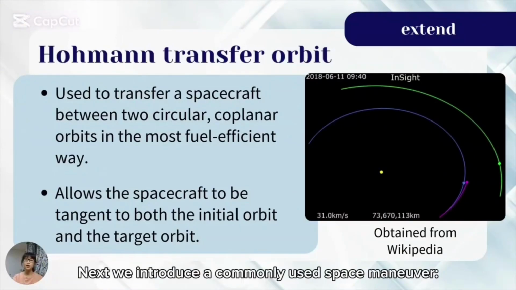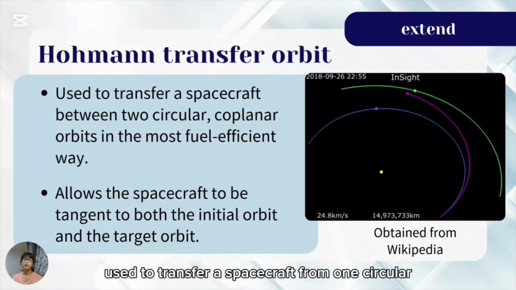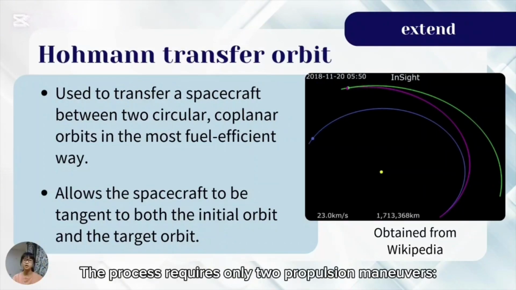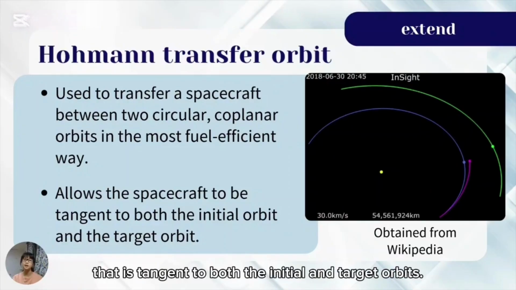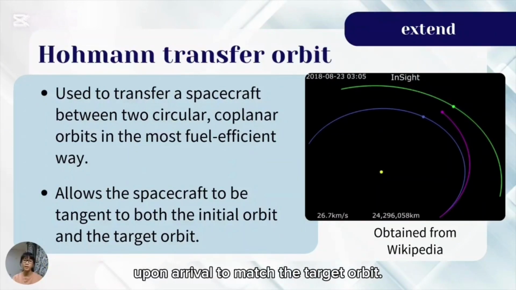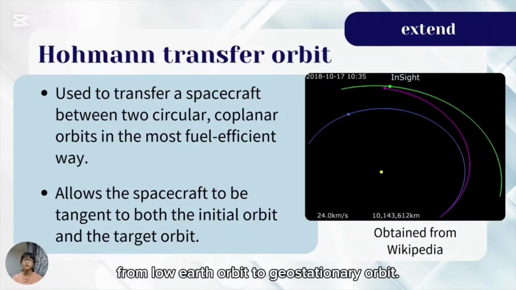Next, we introduce a commonly used best maneuver, the Hohmann transfer orbit. The Hohmann transfer is the most fuel-efficient orbital maneuver, used to transfer a spacecraft from one circular coplanar orbit to another. The process requires only 2 propulsion maneuvers. The first propels the spacecraft into an elliptical transfer orbit that is tangent to both the initial and target orbits, and the second adjusts the orbit upon arrival to match the target orbit. This method is commonly used to transfer satellites from low Earth orbit to geostationary orbit.